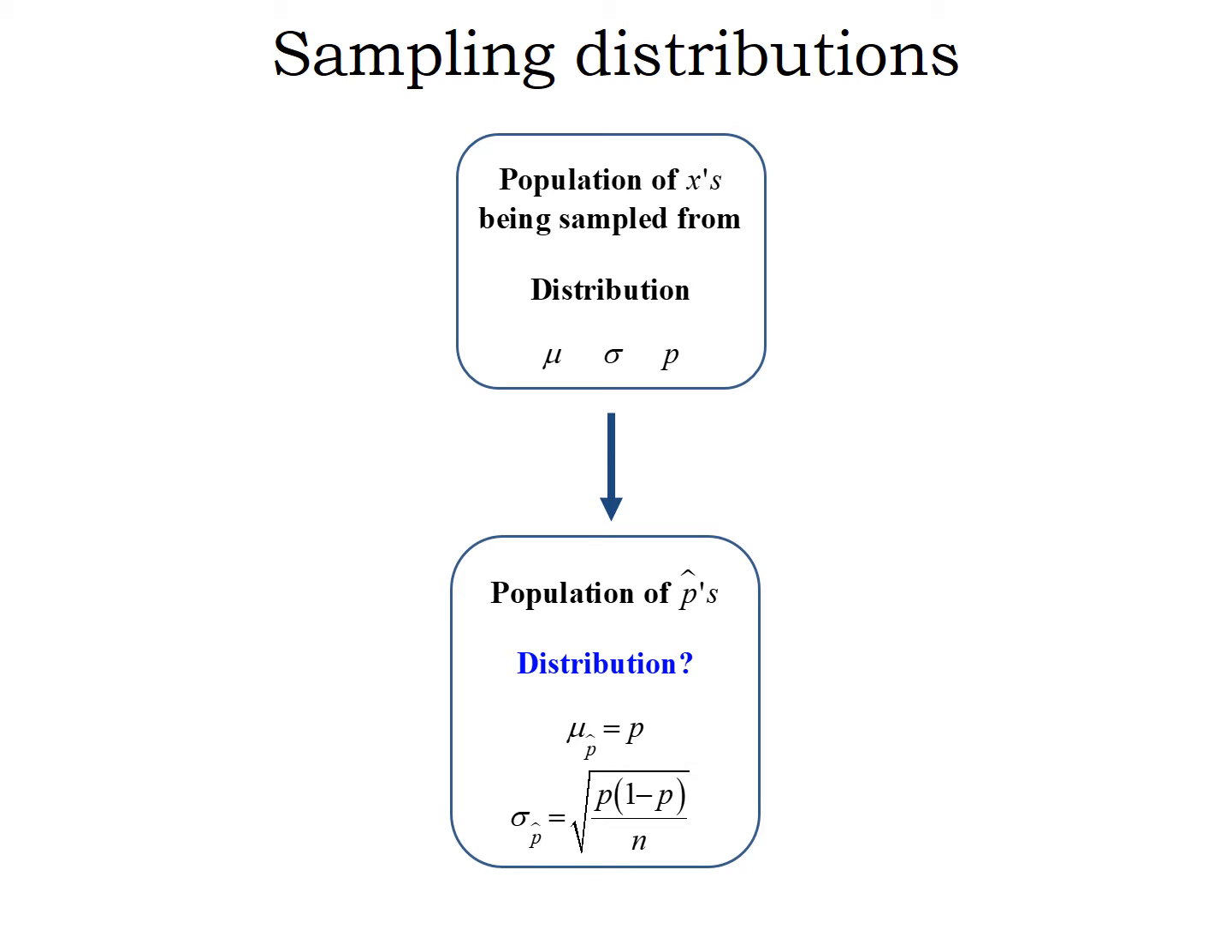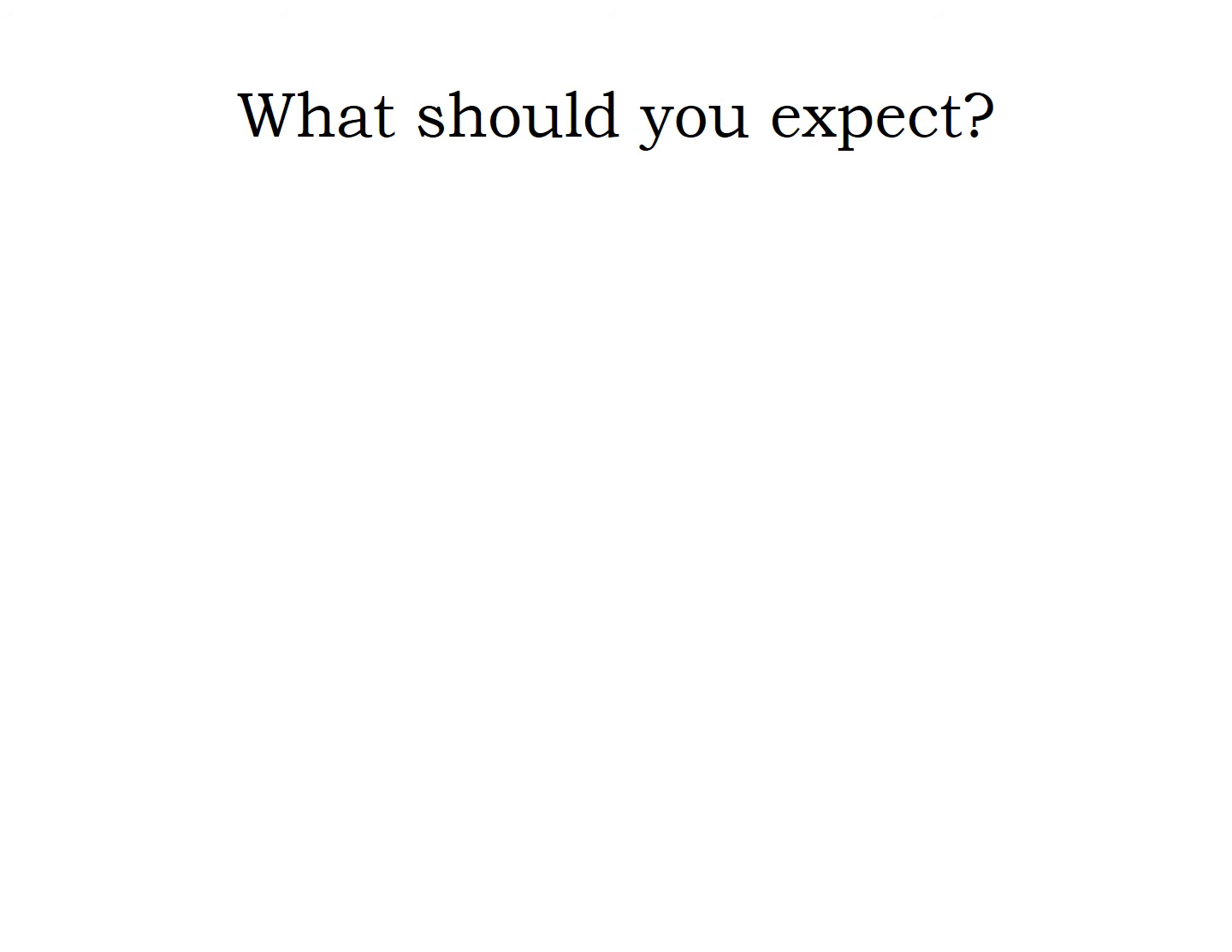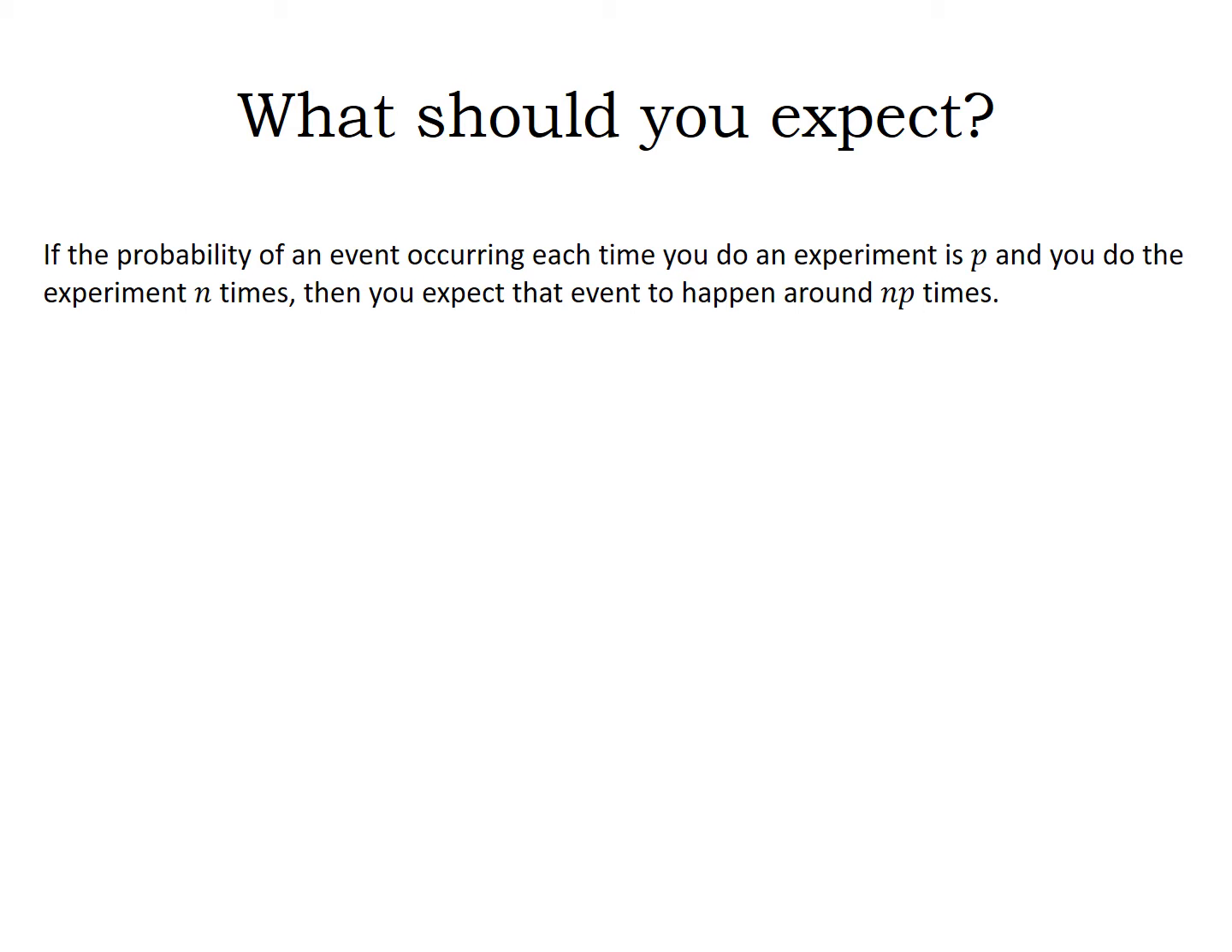Now, before we can get into the distribution of p hat, there is one other thing we need to talk about. What should you expect to happen when you do the same experiment over and over again? Specifically, how many times should you expect to see a given outcome? If the probability of getting a specific outcome is p every time you do the experiment, the results of each experiment are independent, and we do the experiment n times, then we would expect that event to happen approximately n times p times.